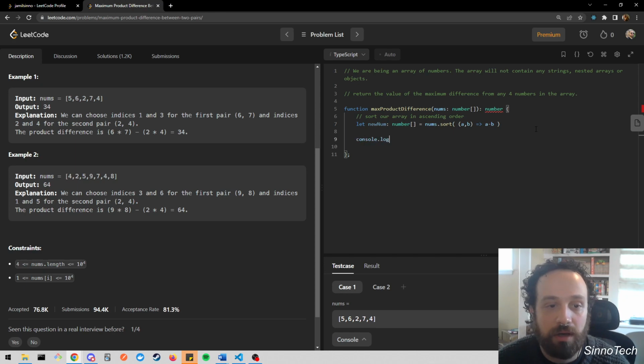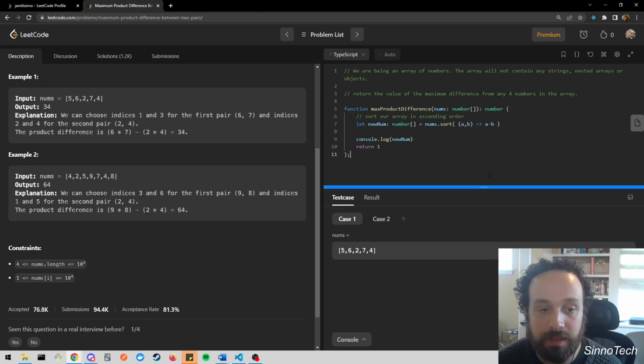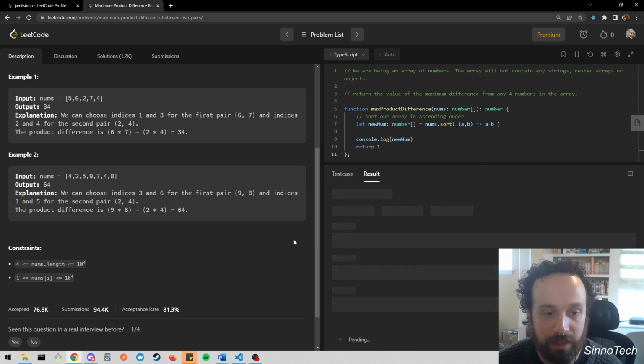So I'll console.log new num, and I will have to return 1 because of TypeScript, and the function is expecting us to return a number. Without completing this function, it will throw a fit. Okay? But let's pull this up here for a moment and take a look and see what's happening.